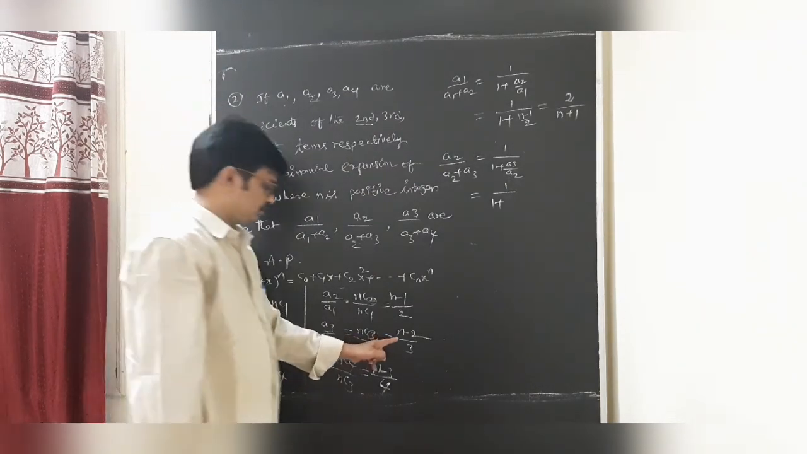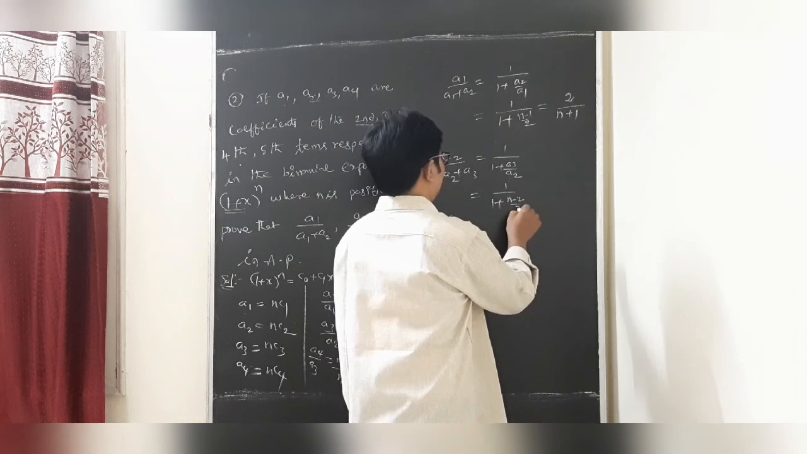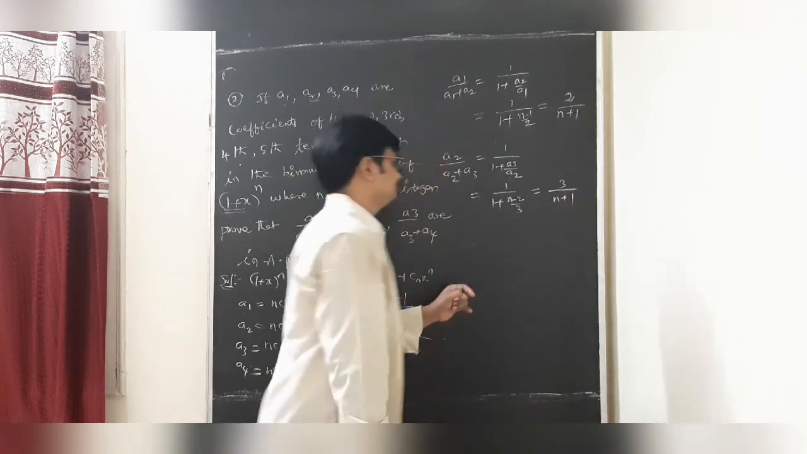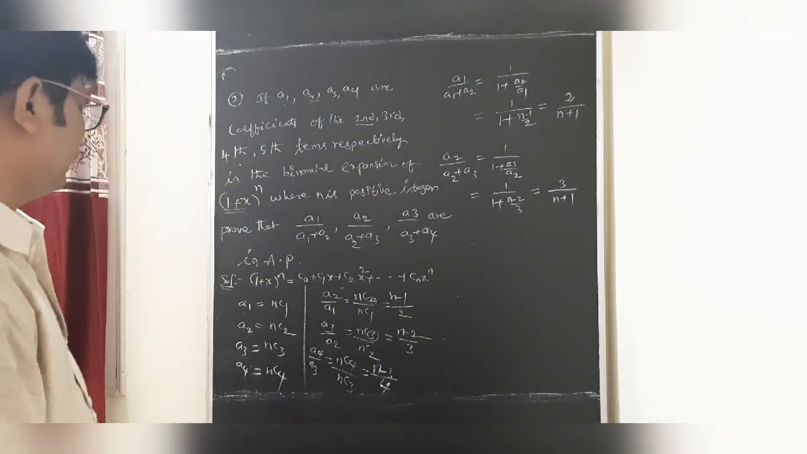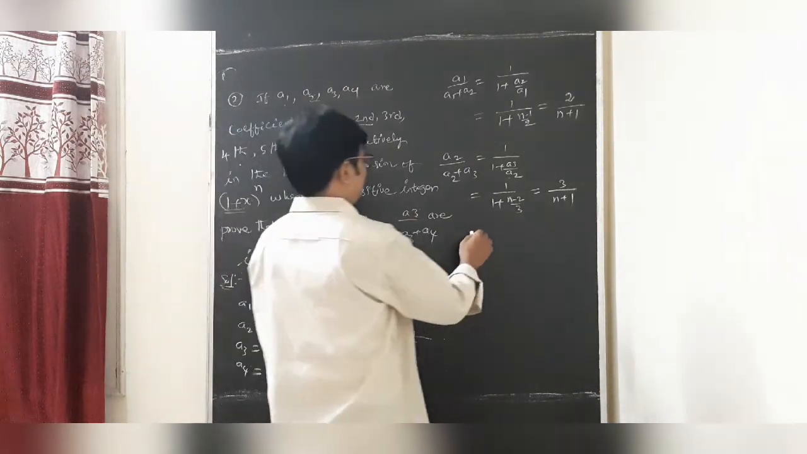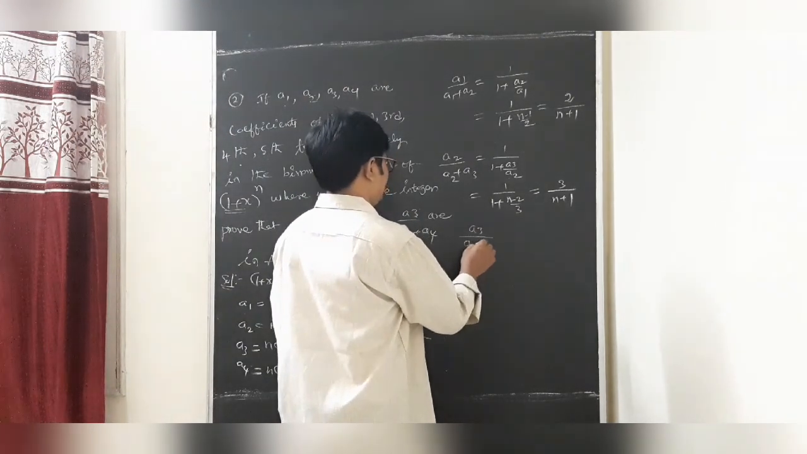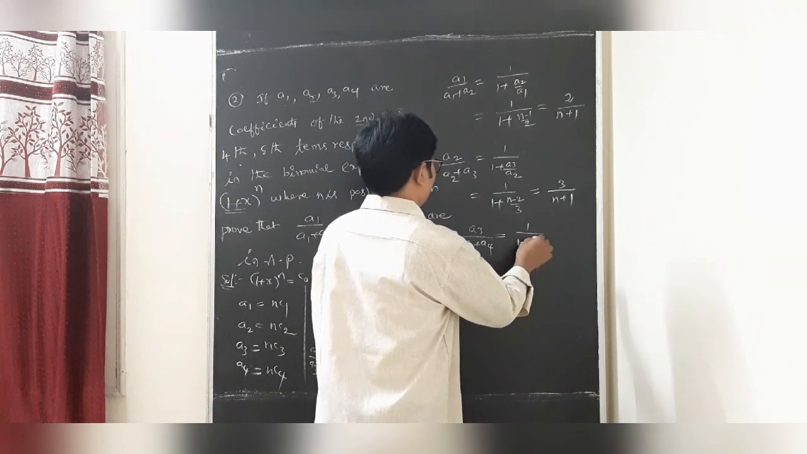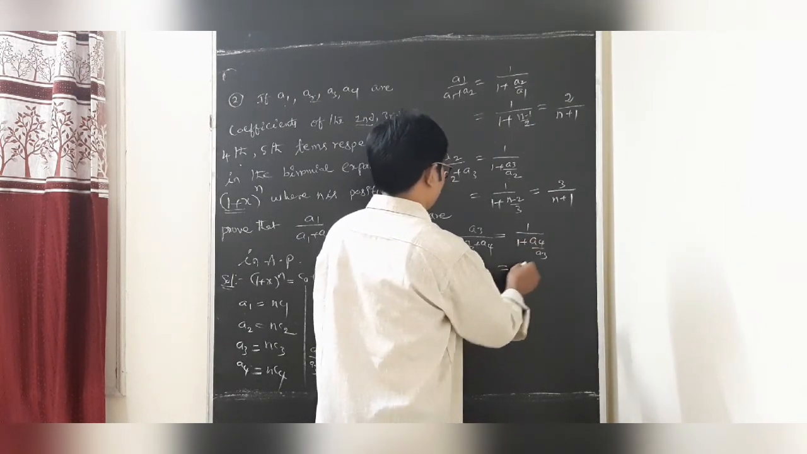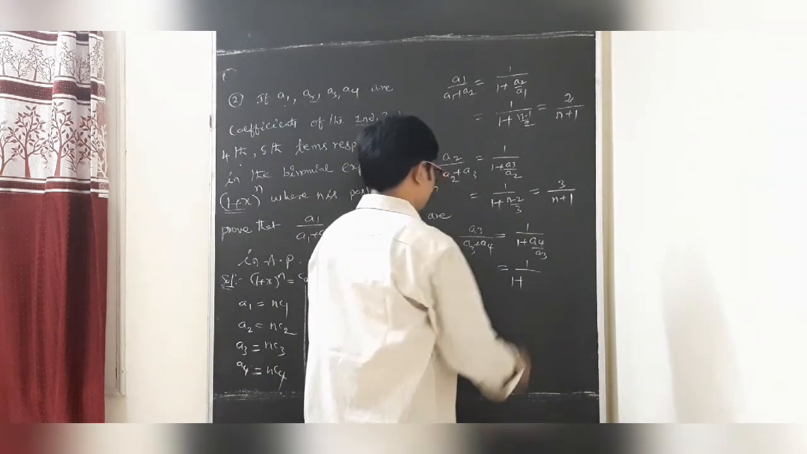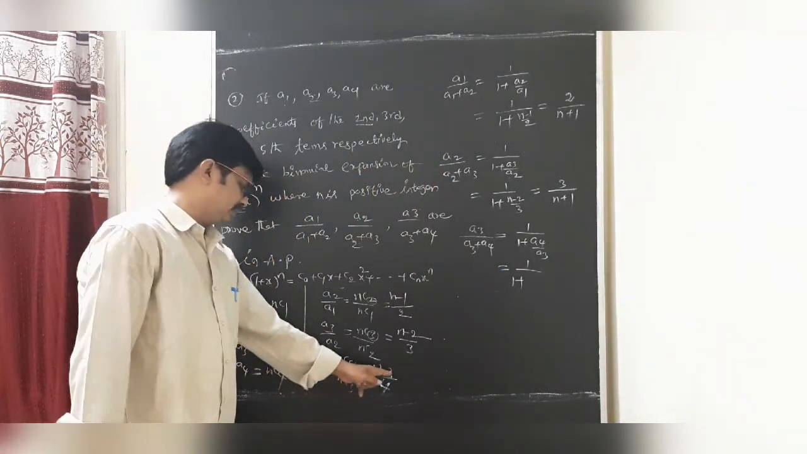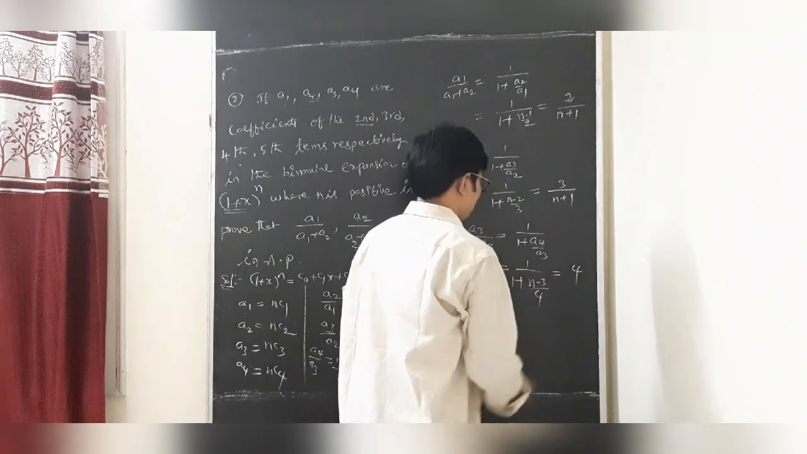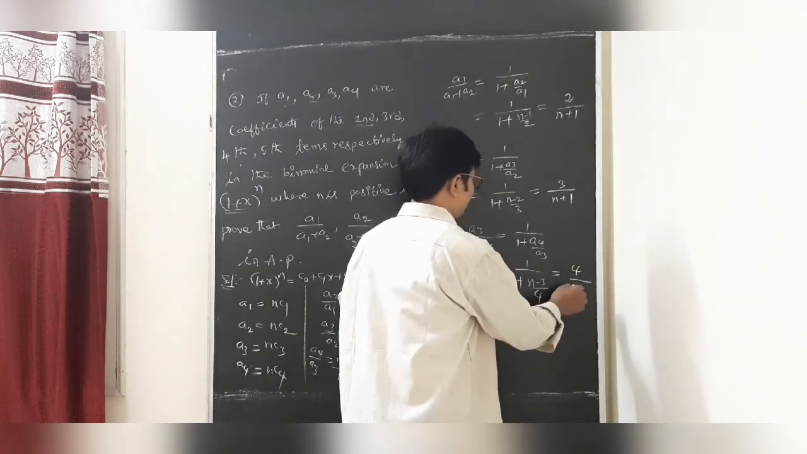A3 by A2 is n minus 2 by 3. So students, 3 minus 2 is 1, n plus 1. So dear students, how can you write the next one? A3 upon A3 plus A4. So this is 1 by 1 plus A4 by A3. So dear students, 1 plus A4 by A3 is n minus 3 by 4. So dear students, this will be 4 upon 4, n plus 1.